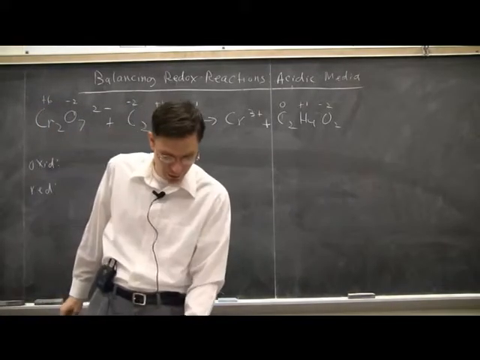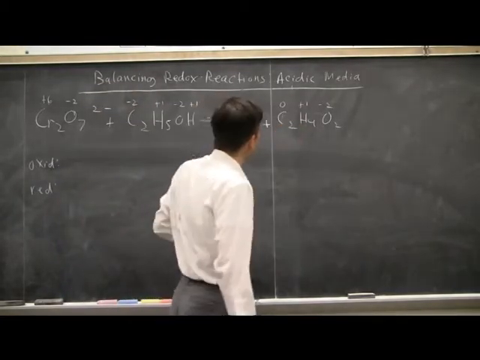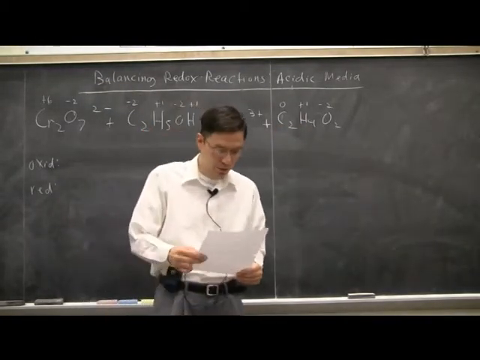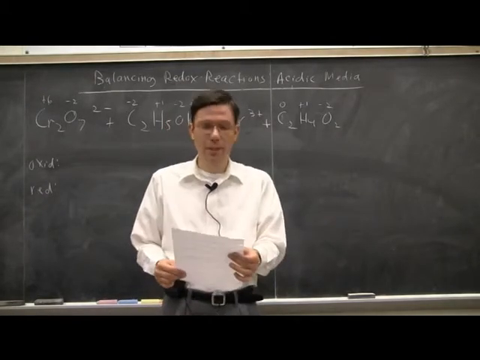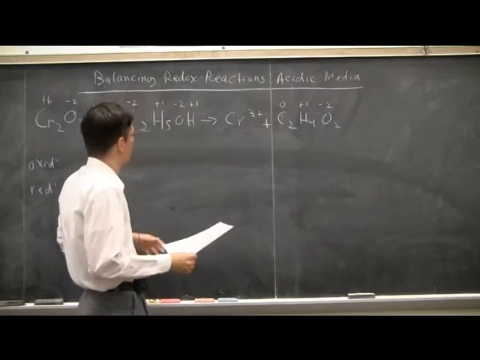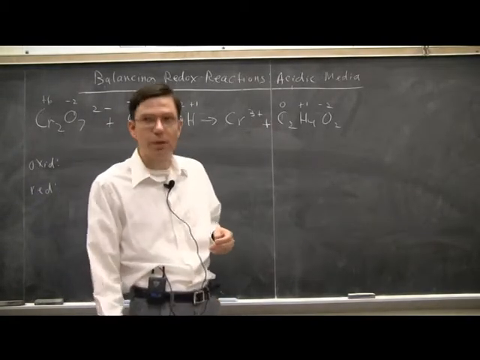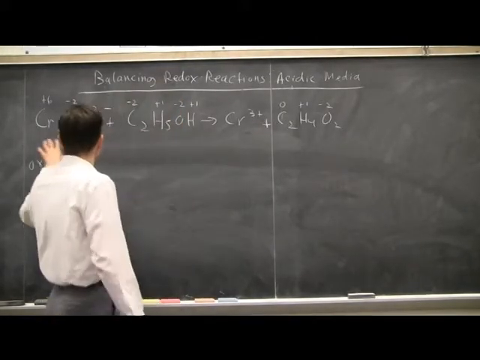So what we're going to do here is balance oxidation-reduction reactions in acidic media in this video. And the first thing is I have a handout that I gave out to the students. So step number one is to write the species that participate in the reaction as we see it. Then we have to assign oxidation numbers to the various species.